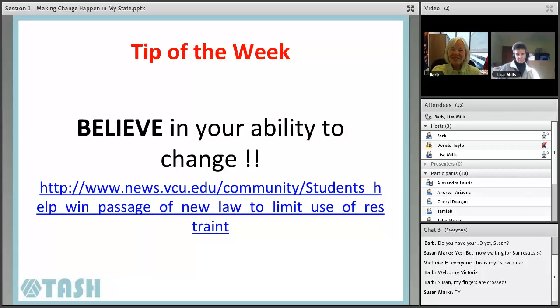So the tip of the week is believe in your ability to make change. And if you want inspiration for that tip, just click on this link, and it'll lead you to the group of university students. These are undergraduate and graduate students in social work who were the key drivers. There are five or six students who were the key drivers to getting the state law passed in Virginia on restraint and seclusion prevention, one of the strongest state laws in the nation.